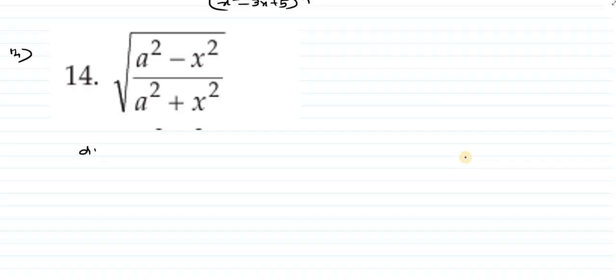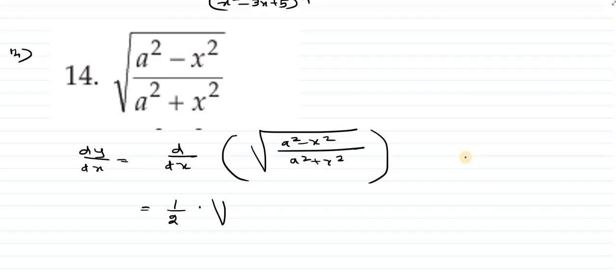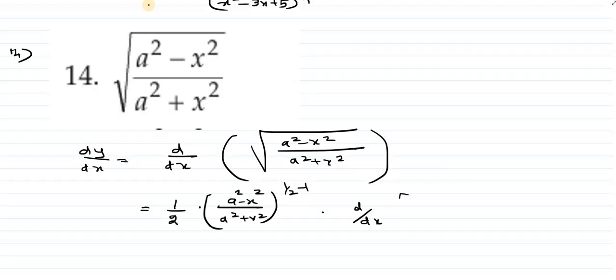So y equal to this means dy by dx will be equal to d by dx of under root a square minus x square by a square plus x square. What is our first duty? We have to differentiate the power. Power is half here. So it is 1 by 2, differentiation of the power, a square minus x square divided by a square plus x square to the power half minus 1. Correct or no? Then differentiation of the function, that is a square minus x square by a square plus x square. Any difficulty?